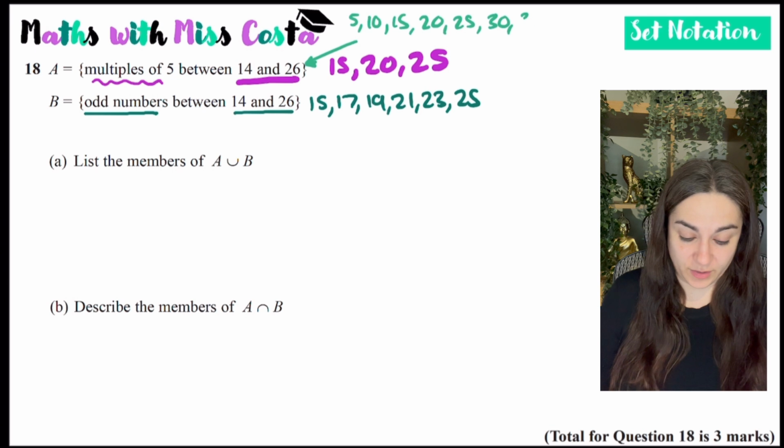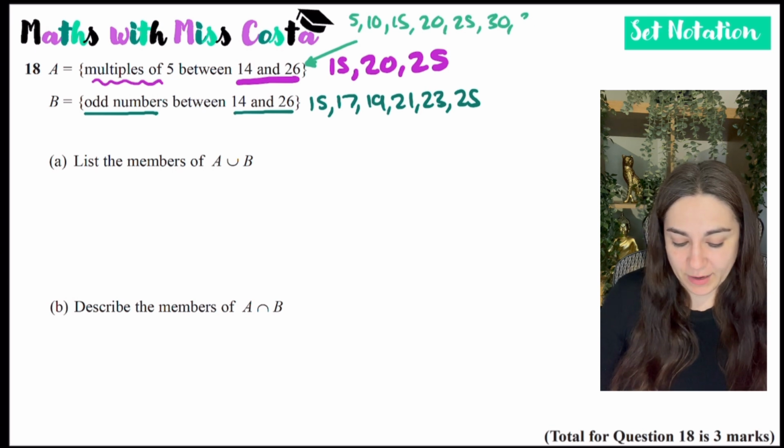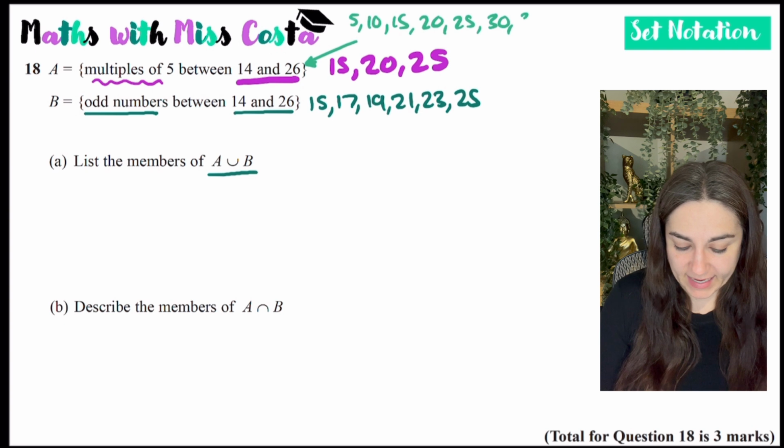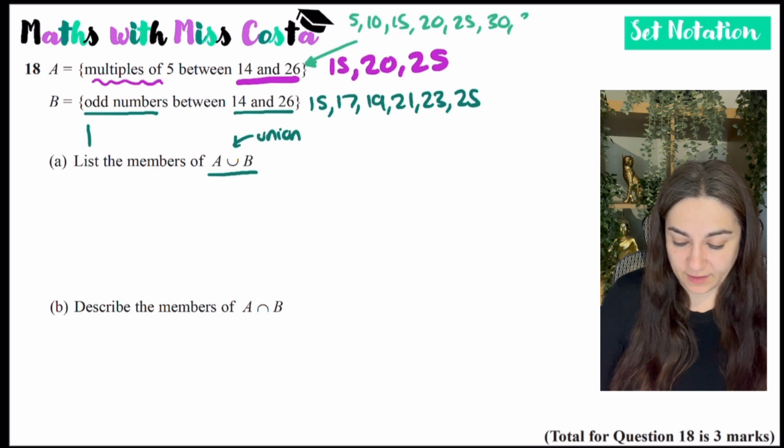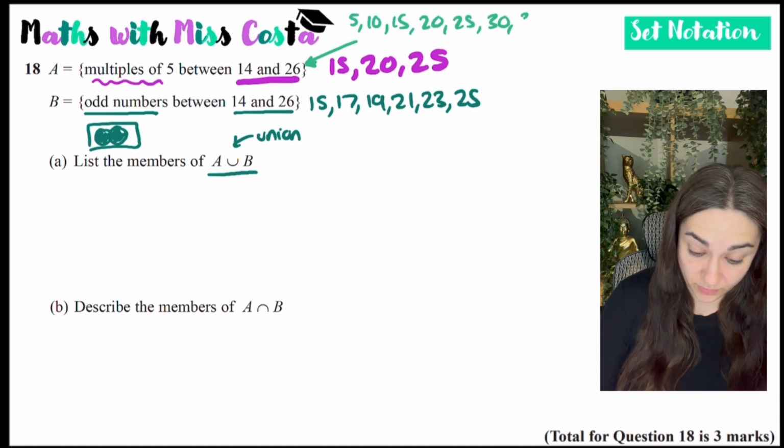And the only possible way you could be in set B is if you were one of those numbers. So now I'm being asked to list the members of A union B. So this little sign here means the union. And if you were to have a Venn diagram to show this, it would be everything that is in set A or in set B or in both.